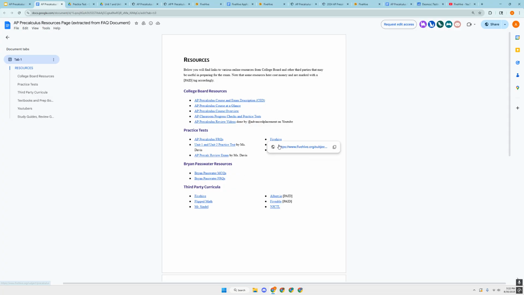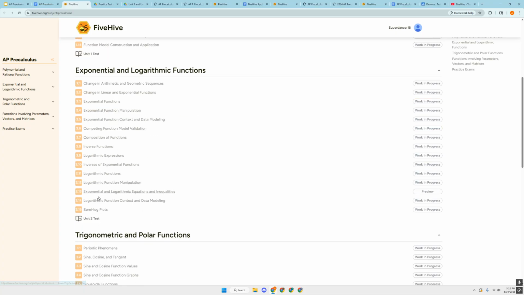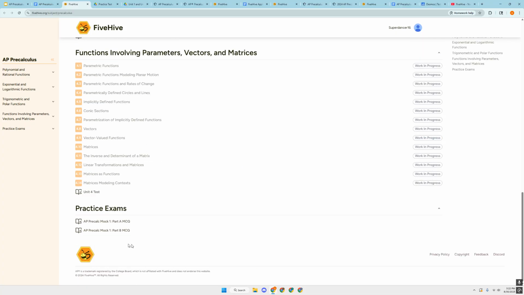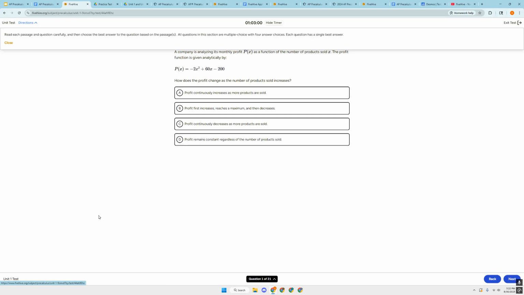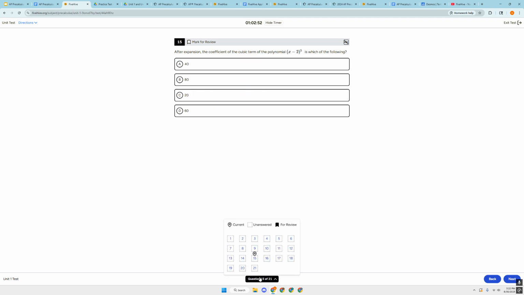Then you have 5 Hive, which has the MCQs, which I've already shown before. There's a Unit 1 test, Unit 2 test, and a Unit 3 test, and a practice mock exam at the end. It's also AP style. If I click on one of them right now, it has the timer, marking, eliminations, and there are 21 questions for this one.